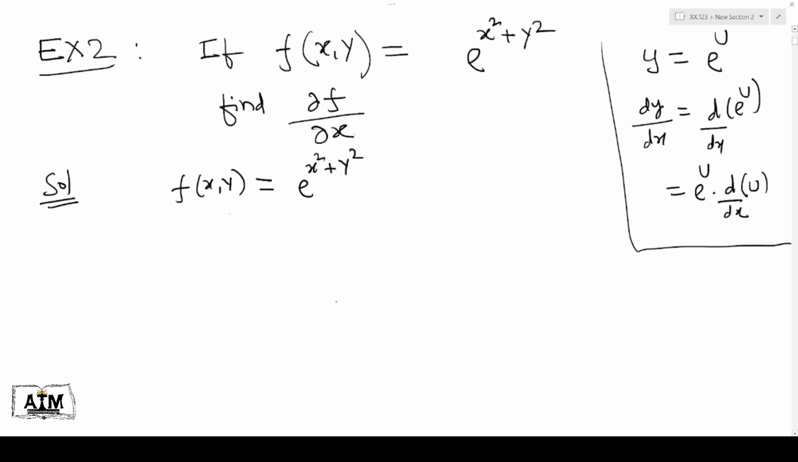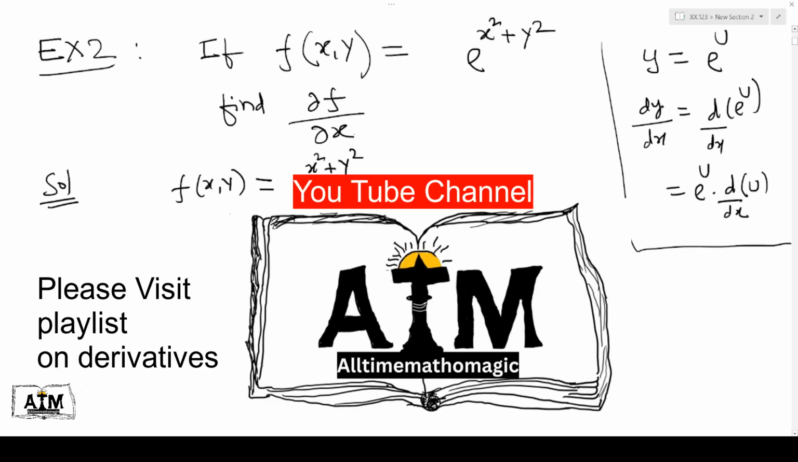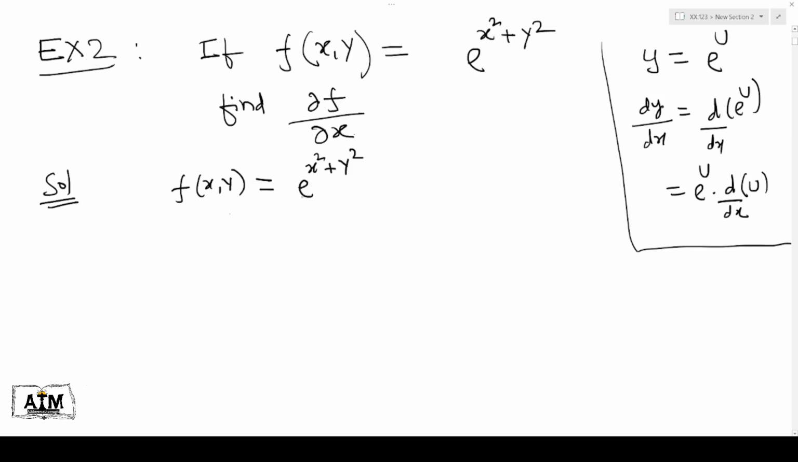I would like to inform you, if your derivative is not strong enough, then please visit my playlist specially designed for derivatives. Come back. So f of x, y equals e raised to x square plus y square. Here u is nothing but x square plus y square. We need to use the chain rule here.